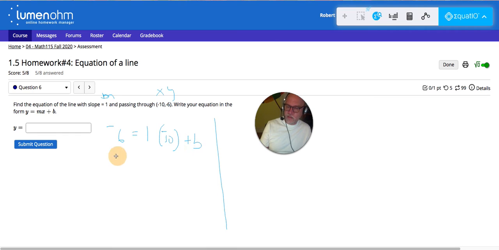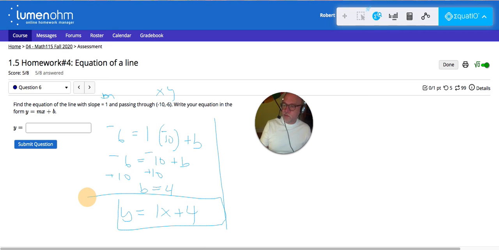Okay, and solve this out, simplify everything. You're going to have negative 10 plus b. And negative 10 plus 4 will give you negative 6. That's just a logical thing to think about, but you can also add 10 to both sides. You end up with b equaling 4, so you end up with y is equal to 1x plus 4. This is the correct equation.